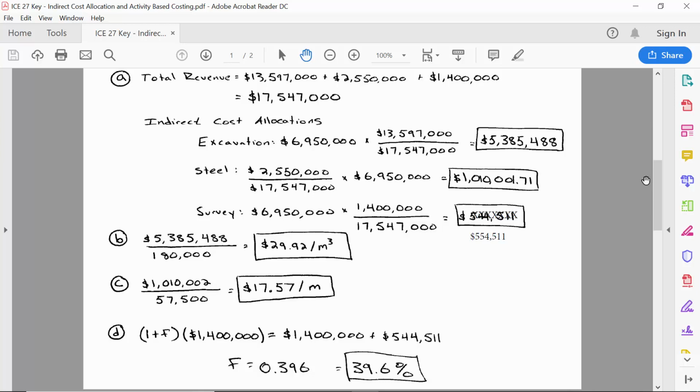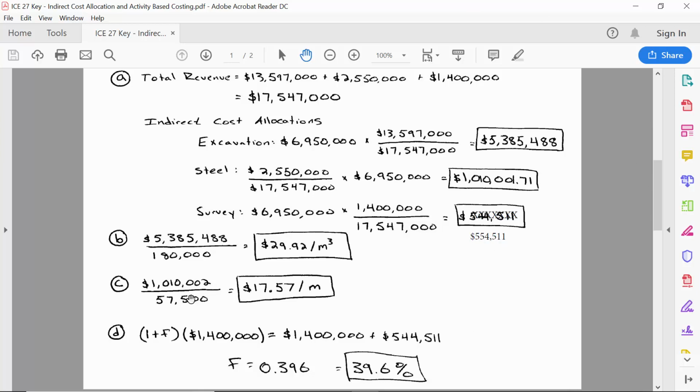So it's suggesting here that we just calculate an indirect cost factor as a percentage. And you can calculate that percentage as just a ratio of the 554, so I've written it wrong there, but I think the calculation itself is correct.